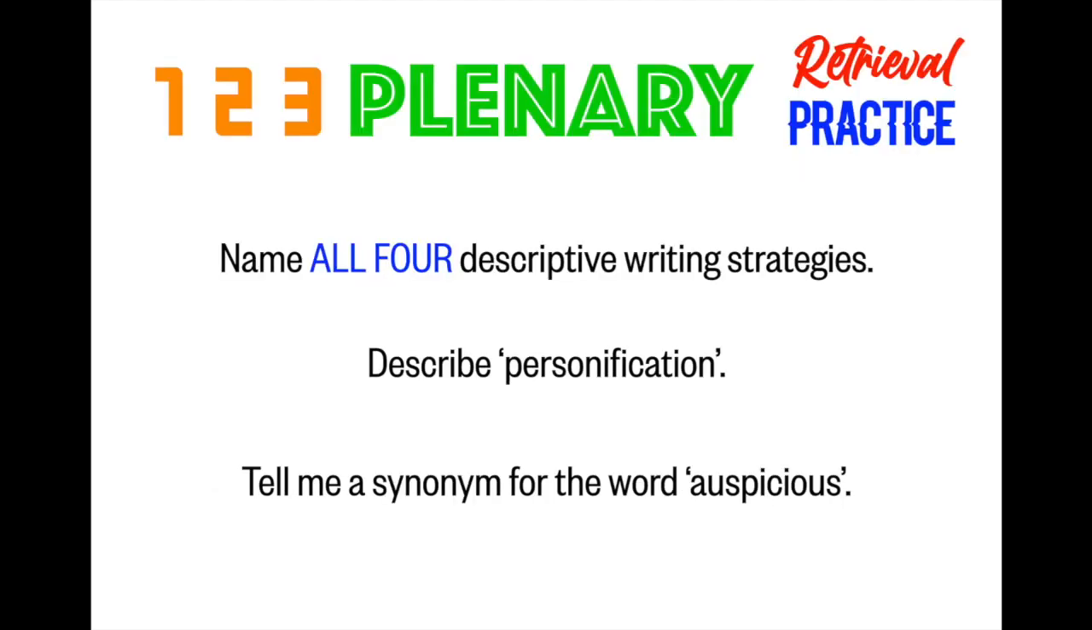Now, the first thing you need to do for your plenary is name all 4 descriptive writing strategies. Don't look in the book, do it from your memory. The second thing that you have to do is describe personification. What is personification? Can you remember? I hope so. And the last one, tell me a synonym for the word auspicious.